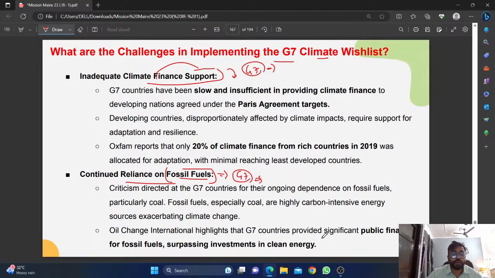Okay. So Oil Change International highlights that G7 nations provide significant public finance for fossil fuels. They are promoting fossil fuel. They give easy loans and subsidies to fossil fuel, and their subsidy is at times surpassing the investments in clean energy. That means how much they are contributing to clean energy and how much to fossil fuel. They are contributing more to fossil fuel.